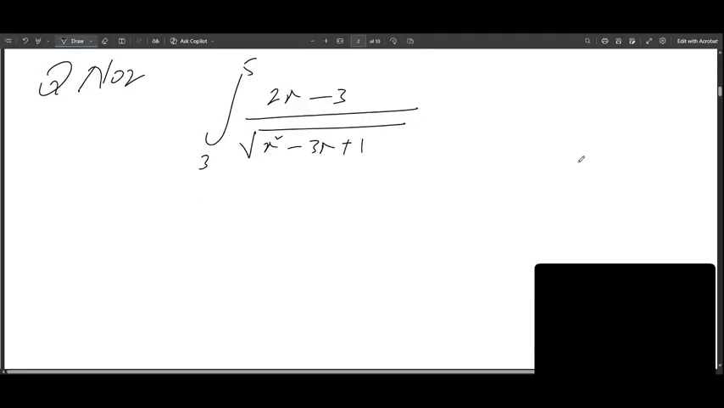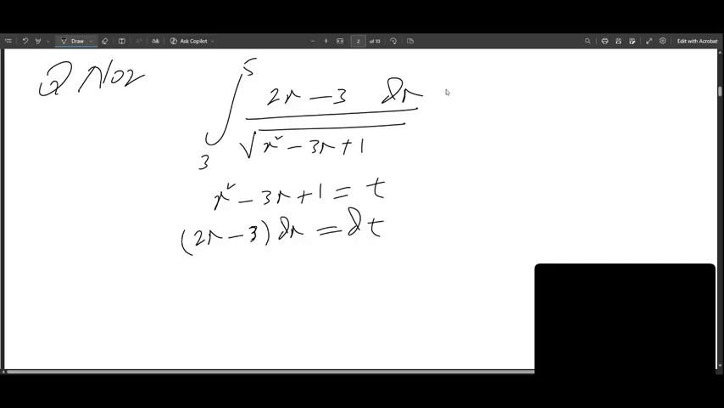In this question, in the domain we have the square root of x square minus 3x plus 1. So what we are going to do is replace x square minus 3x plus 1 equals t. When we differentiate, it will turn into 2x minus 3, and this part 1 will become 0, and then we can write dx, and that equals dt. So the whole denominator we have here can be replaced with dt.